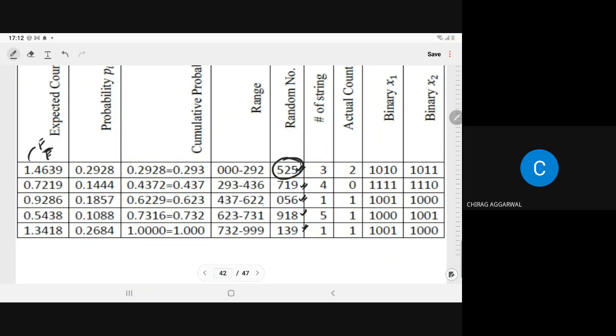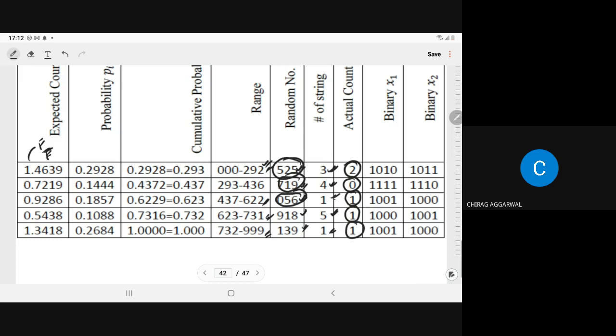525 lies in this interval, so string 3. 719 lies in this interval, so string 4. 056 in this interval, string 1. Then 918 in this, string 5. Then 139 in this, so string 1. So you can see string 1 is coming 2 times, string 2 is coming 0 times, string 3 is coming 1 time, string 4 is coming 1 time, string 5 is coming 1 time.